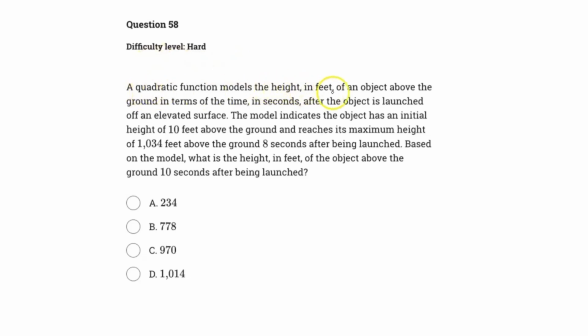A quadratic function models the height, in feet, of an object above the ground in terms of time, in seconds, after the object is launched off an elevated surface. The model indicates the object has an initial height of 10 feet off the ground and reaches its maximum height of 1,034 feet above the ground 8 seconds after being launched. Based on the model, what was the height, in feet, of the object above the ground 10 seconds after being launched?